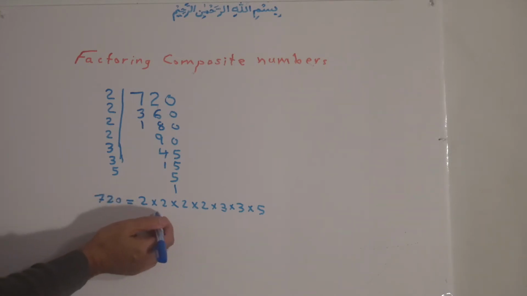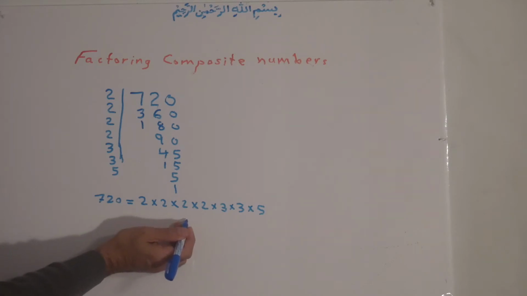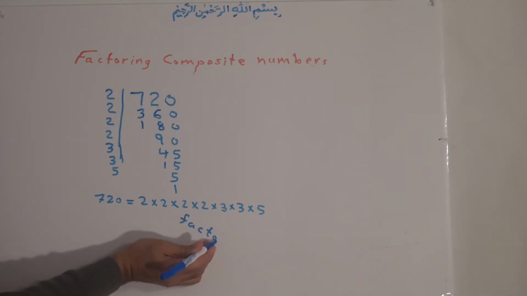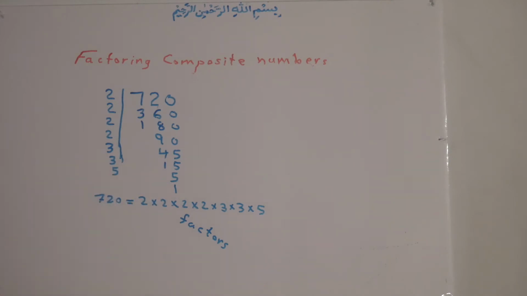Each single number of these, 2, 2, 2, 2, these are called factors. Each of them is a factor. 2 is a factor, 2 is a factor, 2 is a factor, 3 is a factor, 3 is a factor. All of them are factors.